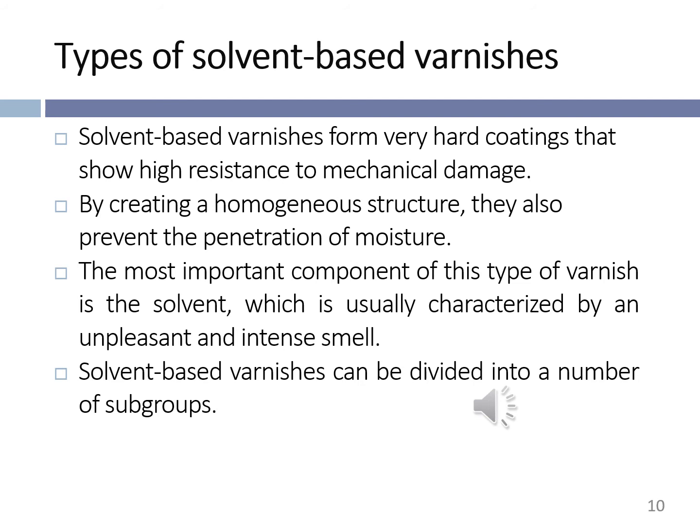Types of solvent-based varnishes. So what are solvent-based varnishes and what are the types of solvent-based varnishes? The varnishes which are formed from the solvents are solvent-based varnishes. Solvent-based varnishes form very hard coatings that show high resistance to mechanical damage. So mostly solvent is used in the production of solvent-based varnishes.